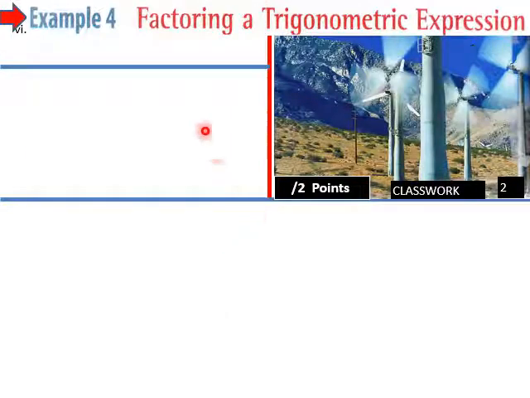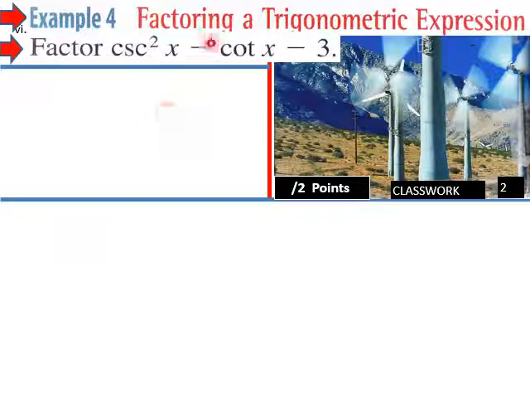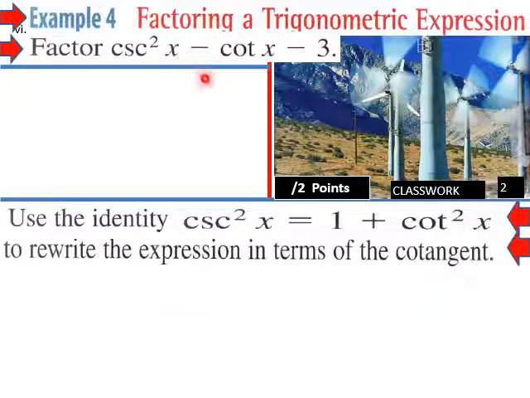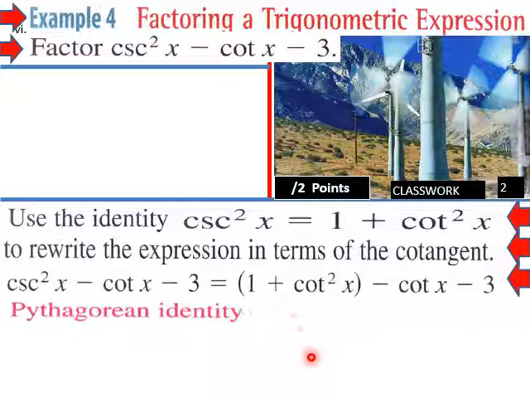We go into our next example, example 4, factoring a trigonometric expression. We have factoring cosecant squared x minus cotan x minus 3. We're going to use this identity: cosecant squared x is the same thing as 1 plus cotan squared x. So we're going to substitute that in there.